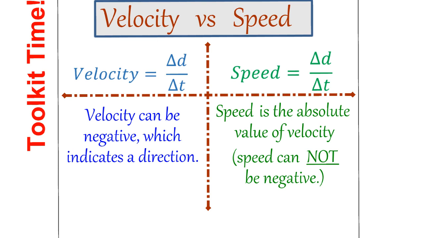Now with the velocity, you can have a negative or a positive one, and the negative or positive sign will indicate your direction, but the speed will always be the absolute value. So your speed will always be positive no matter what, because it takes the absolute value of your velocity, but the velocity could be positive or negative depending on your direction. Pause me, copy this into your toolkit, and then come back to start the first problem in section 932.